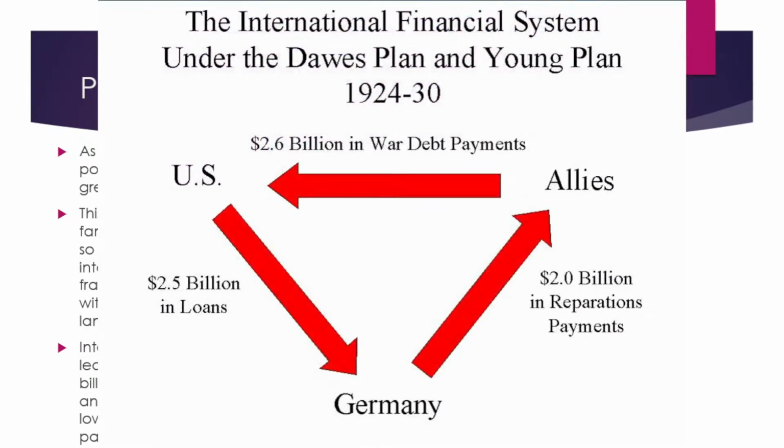And then there's Europe owing lots of money. There's the Dawes Plan, which required the money to circulate, and that certainly wouldn't cause any problems anywhere down the line.